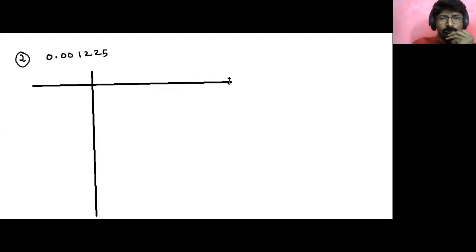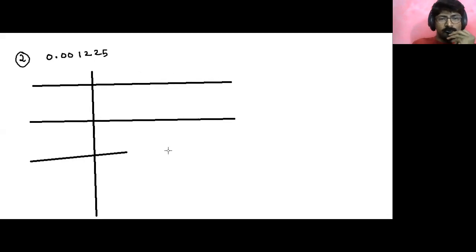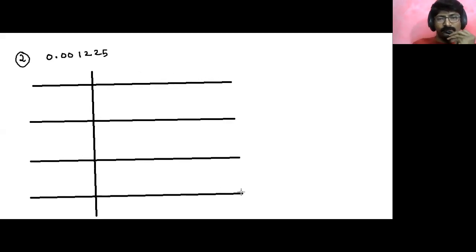So please draw your number system this way. I mean, draw with the ruler and pencil. Don't draw these lines with the pen. Your examiner won't like that work if you're just drawing it with a pen. So don't do that kind of work. Now I have copy pasted this number 0.001225. Now how will the pairing happen?